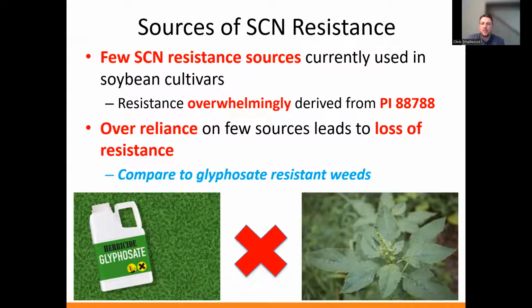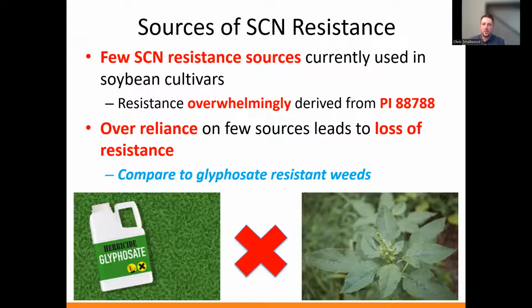Traditionally, very few of these have been used in breeding programs. And one variety in particular, or one plant introduction, has been overwhelmingly used. And this is what we previously mentioned, plant introduction 88788. And this over-reliance on one or few sources can lead to the loss of resistance.